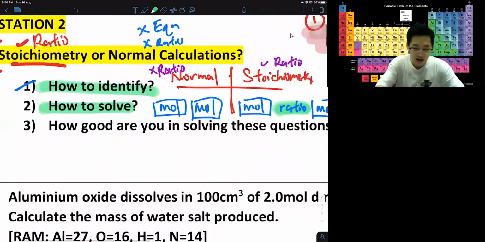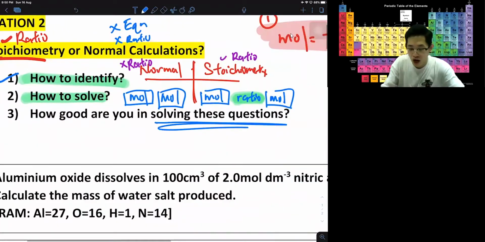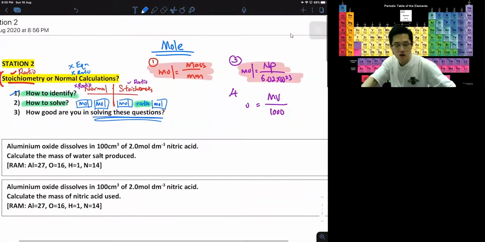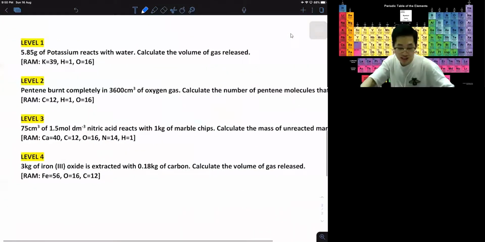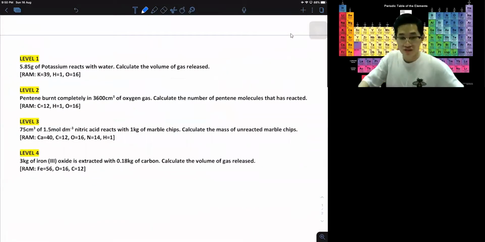Okay, now, how good are you in solving these questions? That means I have 4 questions here to test your skill levels. By doing this question, you will know whether you are in level 1, level 2, level 3, or level 4. How good you are in solving this question.